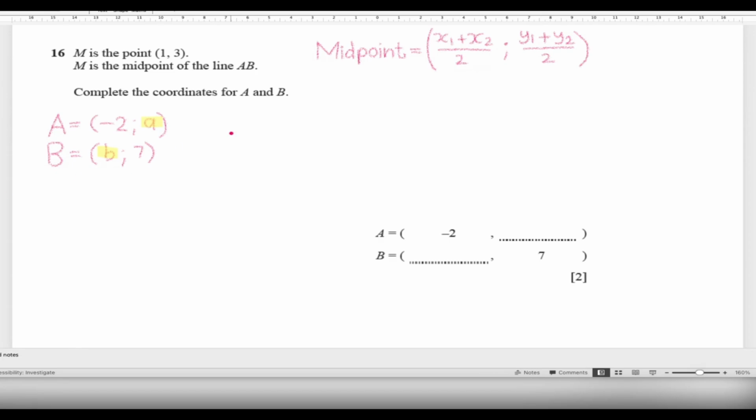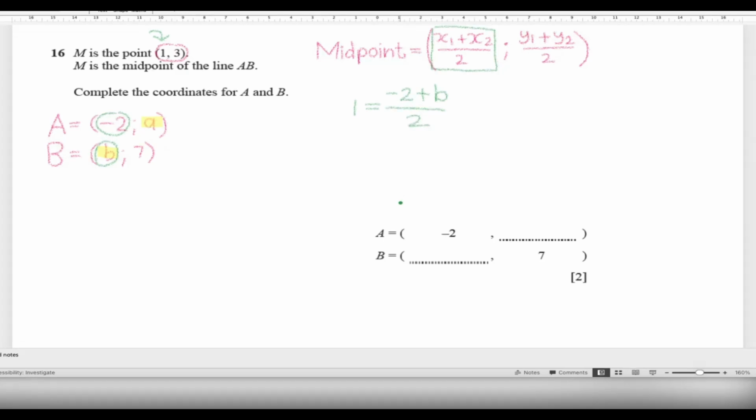Okay, so we know that the midpoint is (1, 3). What I want us to do is focus on this first part, the x coordinate of the midpoint. Now, we know that the x coordinate of the midpoint is equal to 1. How do we know this? It's given in the question. Okay, so 1 is equal to, we know that the first x coordinate is -2. So 1 is equal to -2 plus, what is the second x coordinate? It is equal to b. We don't know the value of b. And we are dividing this by 2.